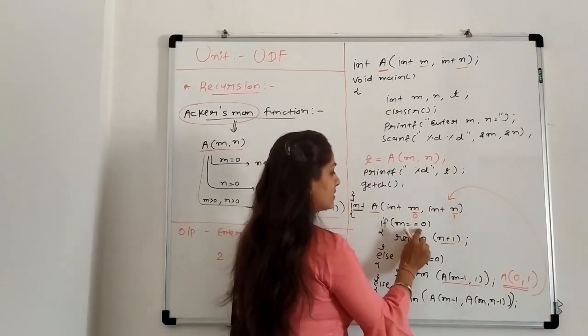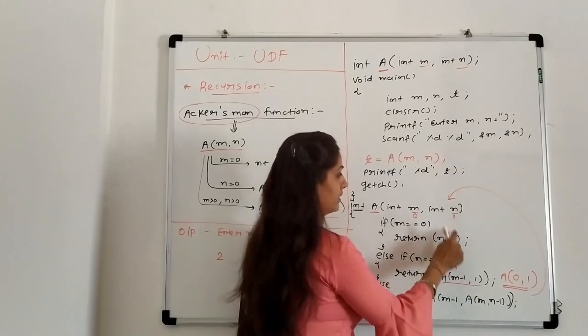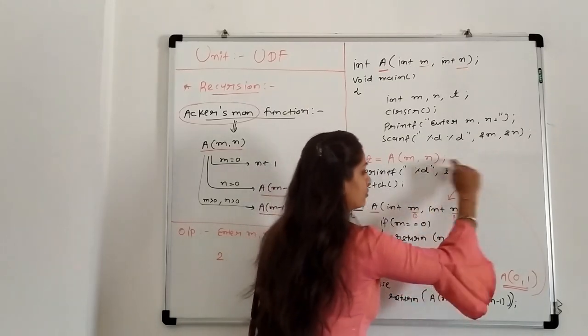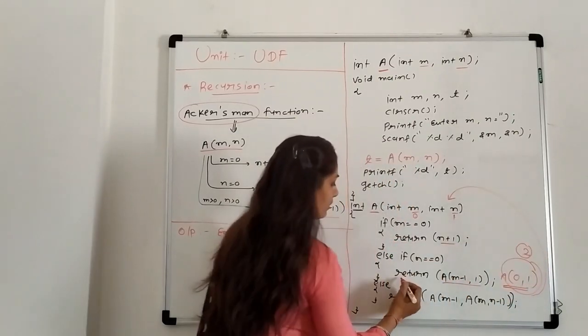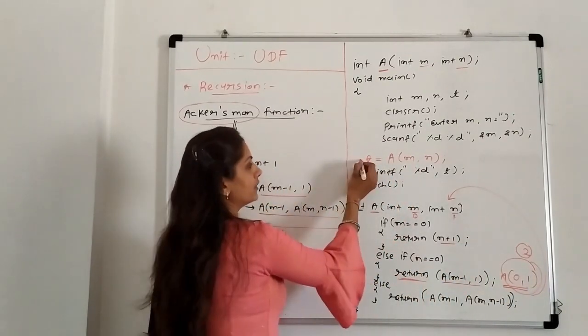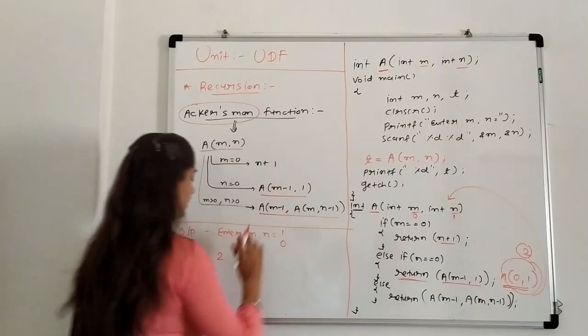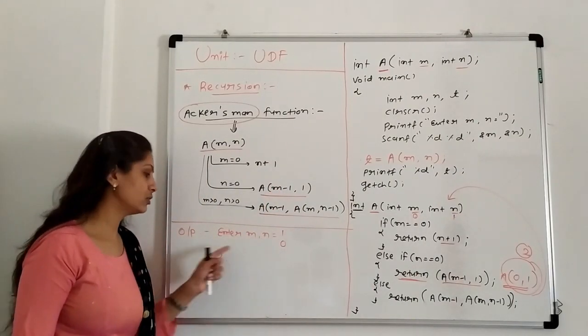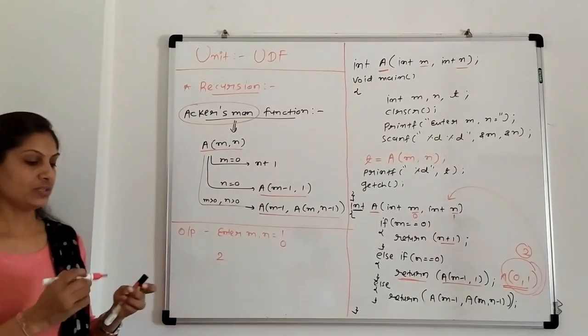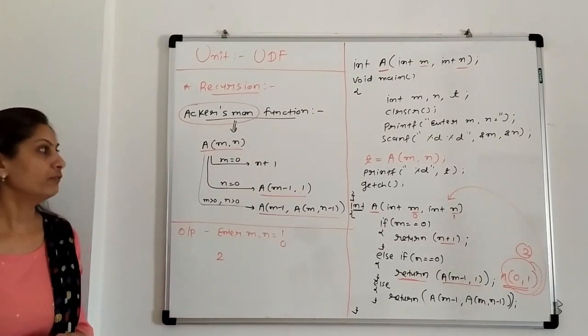Now when m equals 0, it returns n plus 1. Now n is 1, so 1 plus 1. So the answer of this function is what? 2. And the value 2 will be returned in A, and that value will be printed here. So if you input 0, 1 or 1, 0, the answer becomes 2. This is nothing but the Ackermann function.